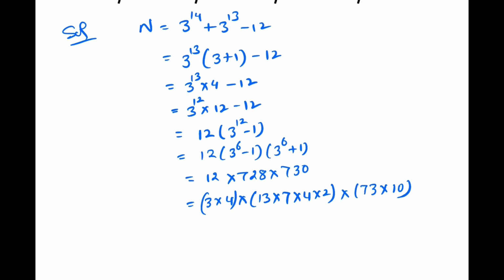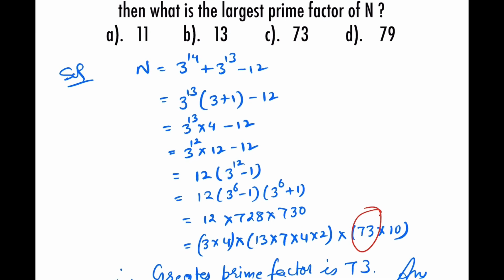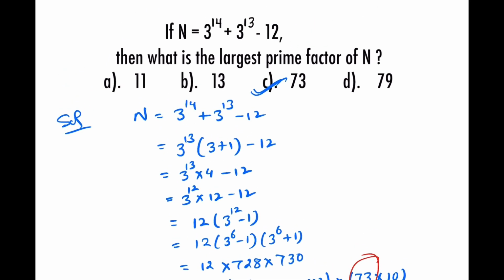So we can say that the greatest prime factor is which one? The greatest prime factor is 73. So 73 is the greatest prime factor and this is our answer. So our answer is option C, 73. So 73 is the correct answer.